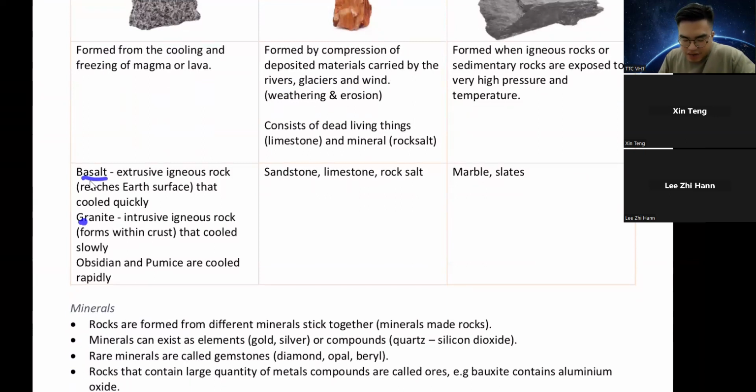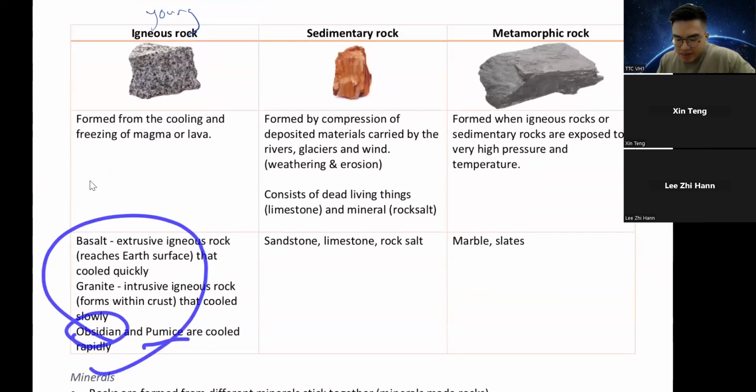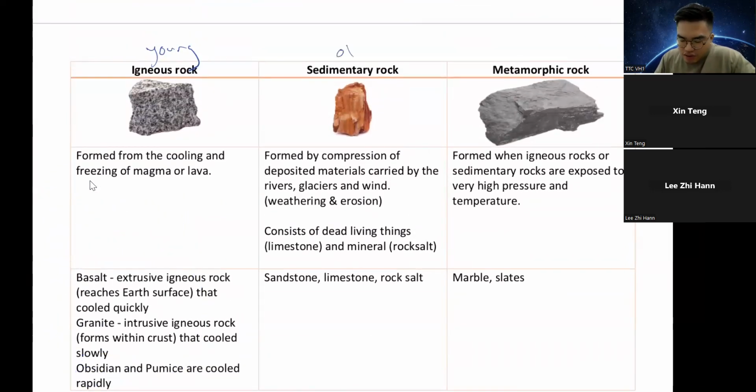Okay, like basalt, granite, obsidian. If you play Minecraft, you know what this is. Obsidian, pumice. Okay, these are all baby rocks. And then you have the old rock, which is sediment.